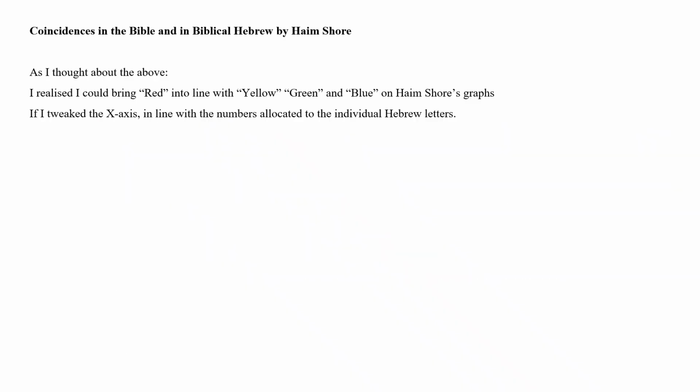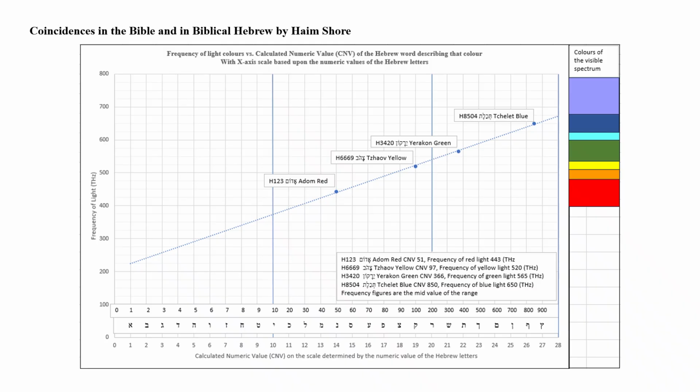As I thought about the above, I realized I could bring red into line with yellow, green, and blue on Haim Shaw's graphs if I tweaked the x-axis in line with the numbers allocated to the individual Hebrew letters. This is the graph of frequency of light colors versus CNV of the Hebrew word describing that color, with the x-axis scale based upon the numeric value of the Hebrew letters. Note red is now in line with yellow, green, and blue.